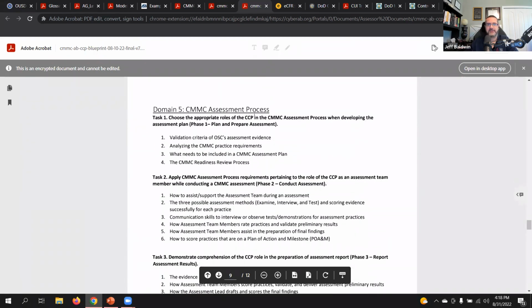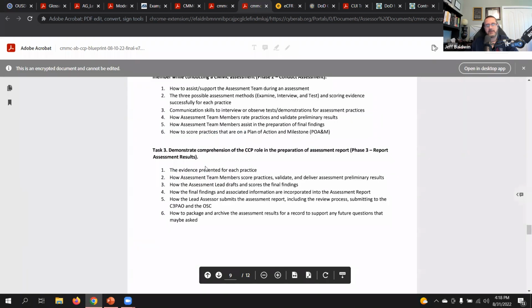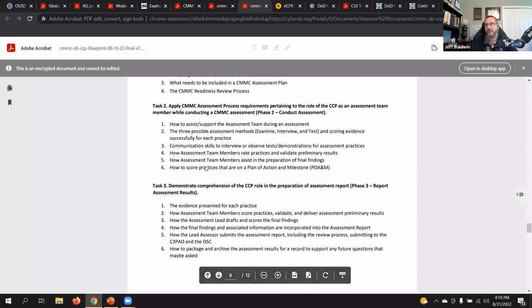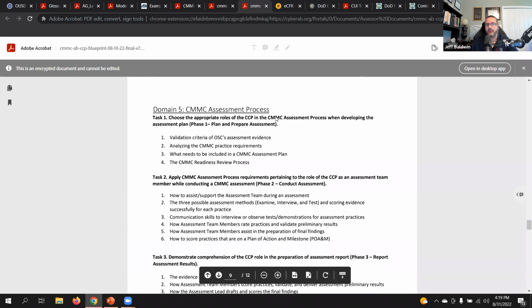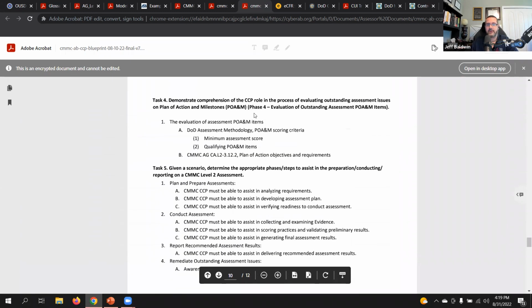And then we're on to domain 5, and actually we're just in the CAP, so we'll go back to the CAP. Task 1: choose the appropriate roles of the CCP in the CMMC assessment process when developing the assessment plan for phase 1. So here's some of those steps. The CAP could be its own video. I guess the best case for the CAP would be to just read and review it, and then look at these tasks here. There are 4 phases in the CAP, and this goes against those 4 phases.